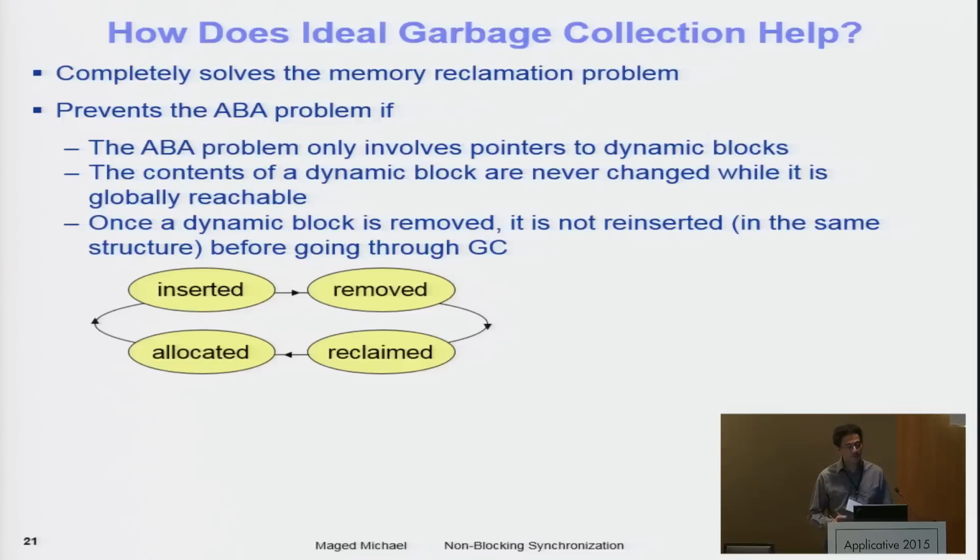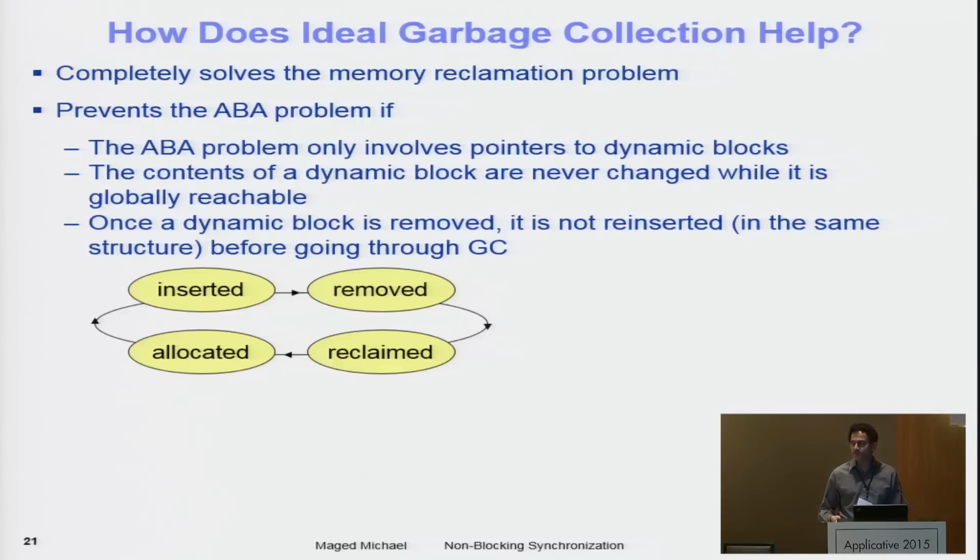If the ABA problem involves only the pointers to dynamic blocks, then okay, that has to be a condition. And then the contents of the dynamic block, we do not change after it is removed from the non-blocking structure. And once it is removed, we do not insert it back until it goes through a reclamation cycle. So you cannot just remove and put it back. Then we're not benefiting from the guarantees of the garbage collector.